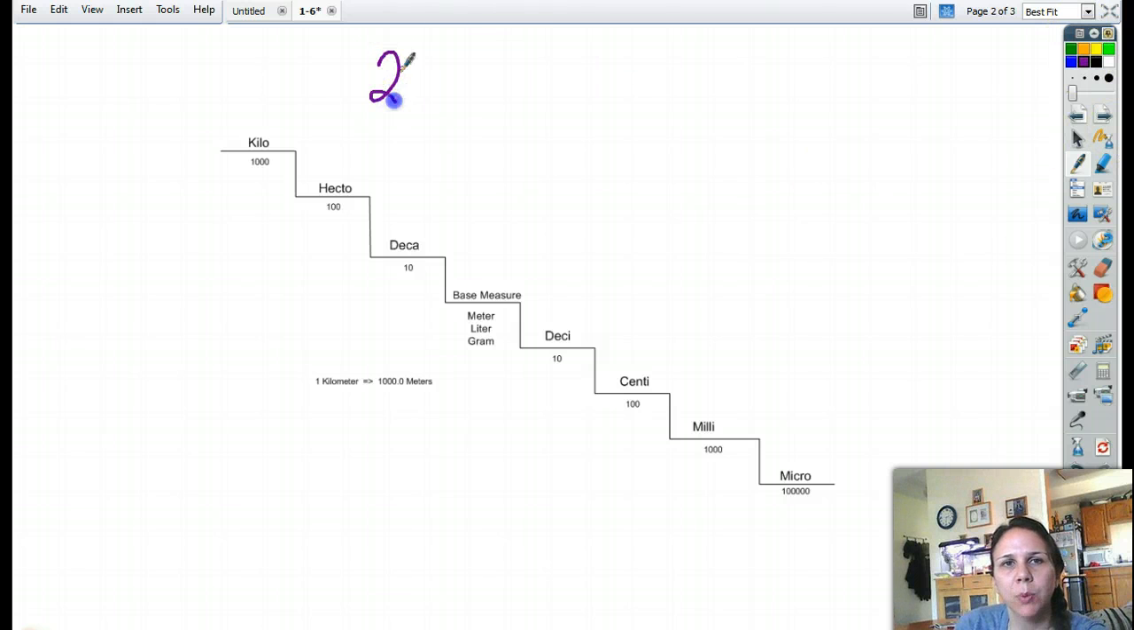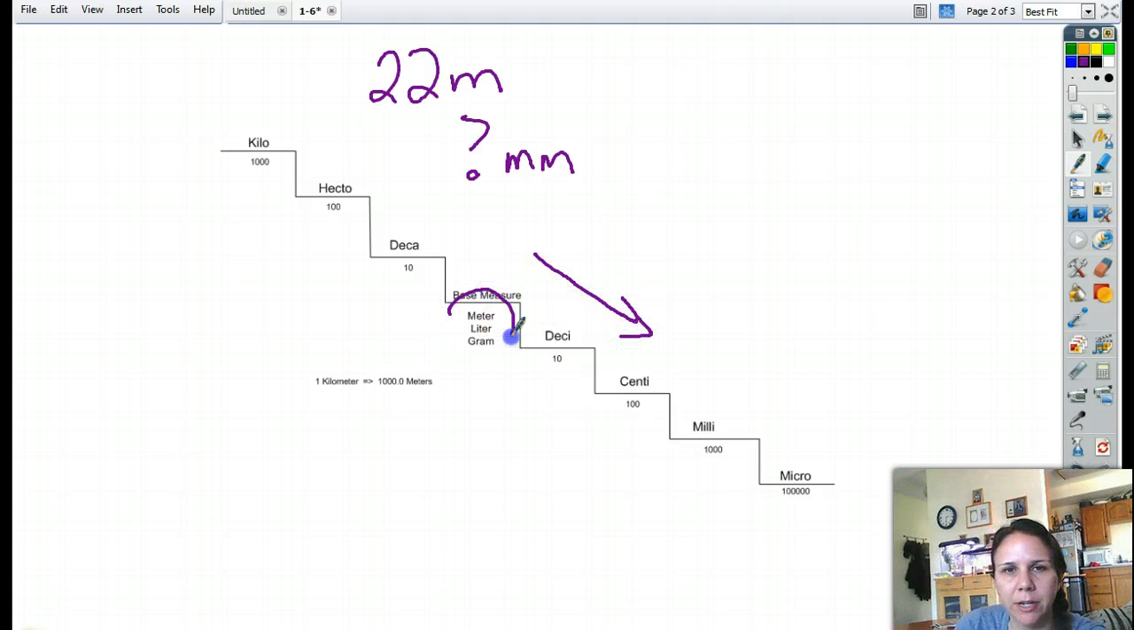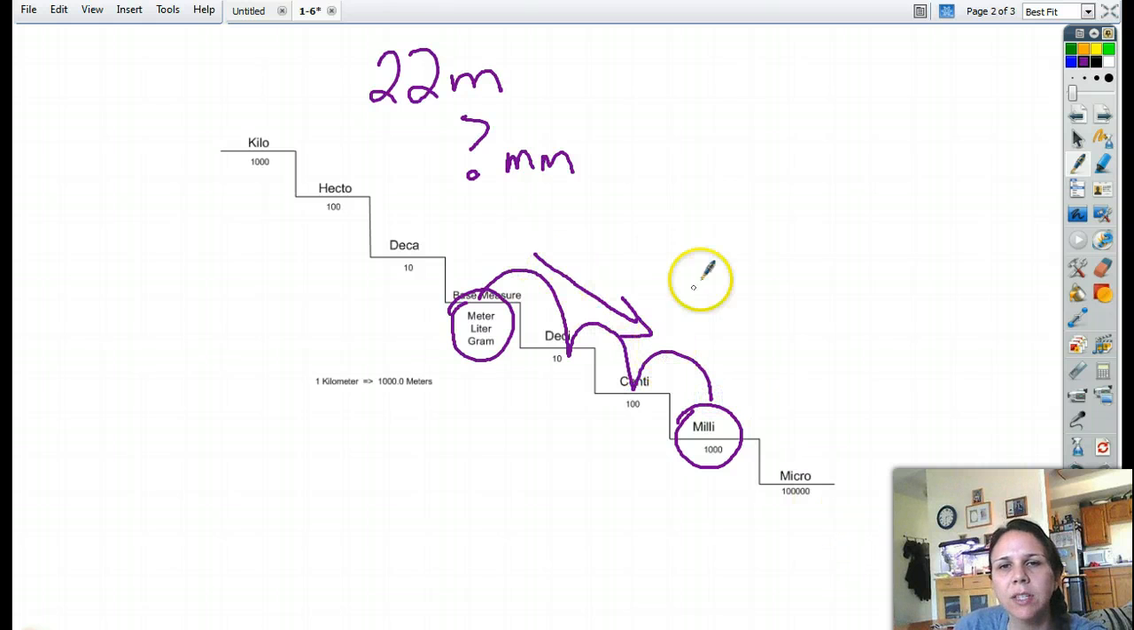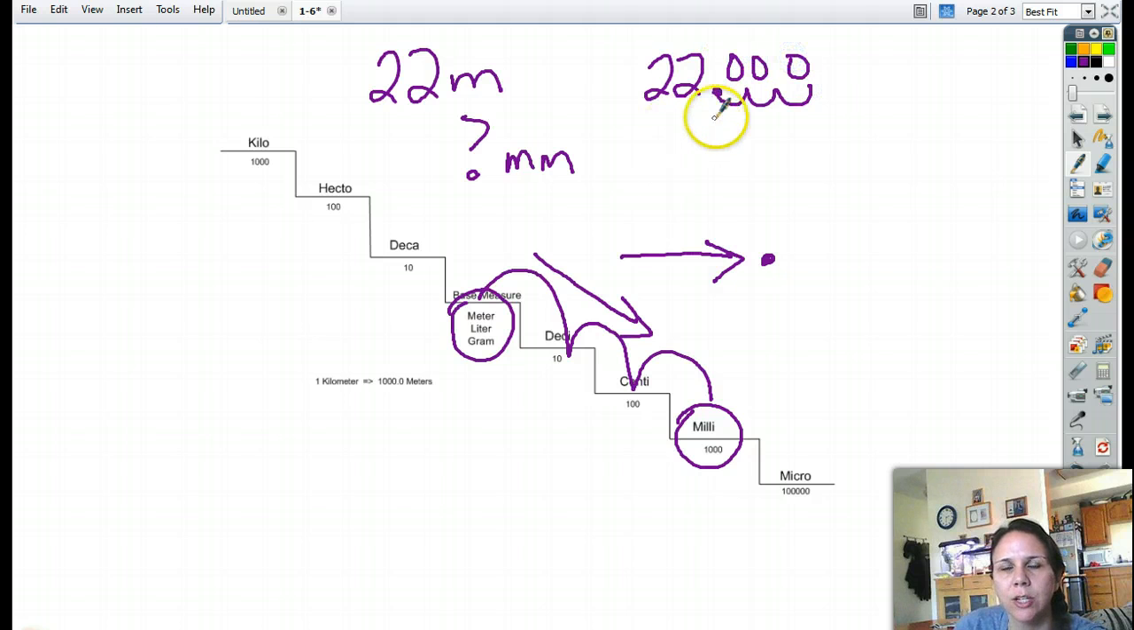So say I have 22 meters, and I want to know how many millimeters that is. If I go down my staircase, so I'm here at meters, and I want to know how many millimeters that is. See how I'm going down my staircase 1, 2, 3 steps? Well, if you go down the staircase, that is how many times you're going to move the decimal to the right. So 22 meters, then you move the decimal 1, 2, 3 is equal to 22,000 millimeters. I know it's weird, so let's do a few more.